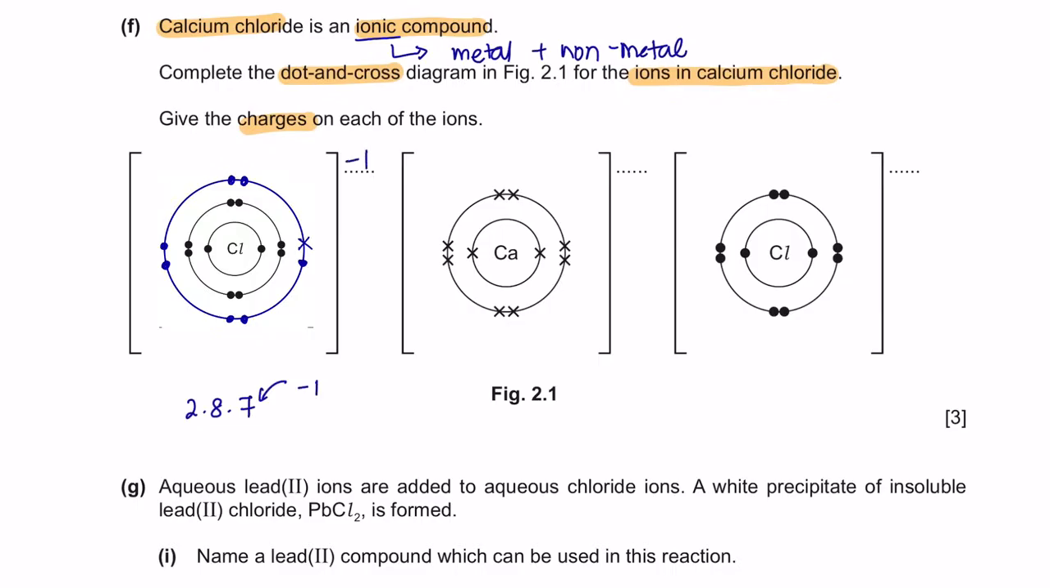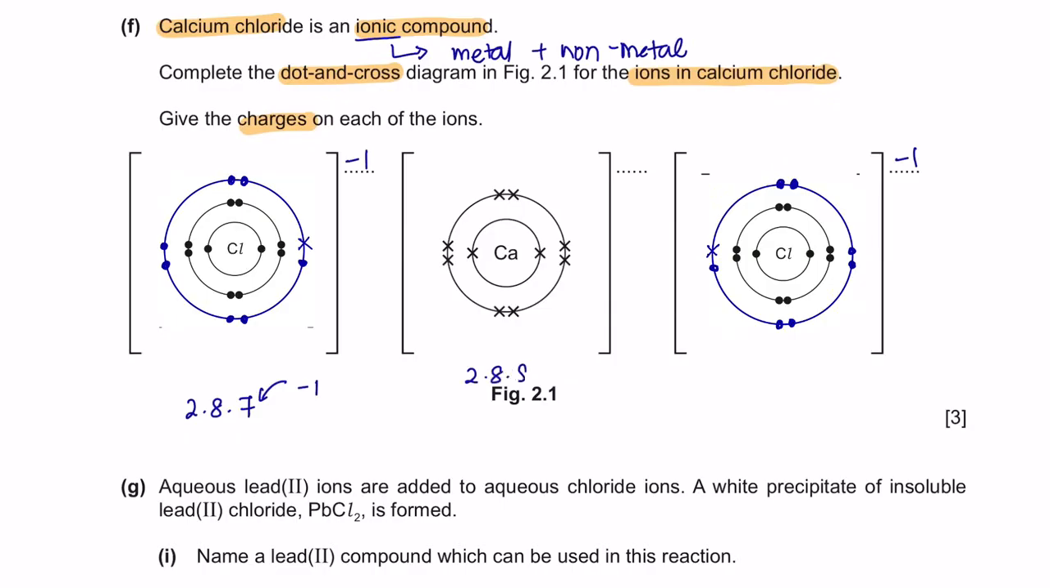So we will put -1 here and -1 here. Calcium has an electron configuration of 2, 8, 8, 2. This means that we need to draw another shell and fill it up with 8 electrons and show that 2 electrons have been donated to chlorine atoms.